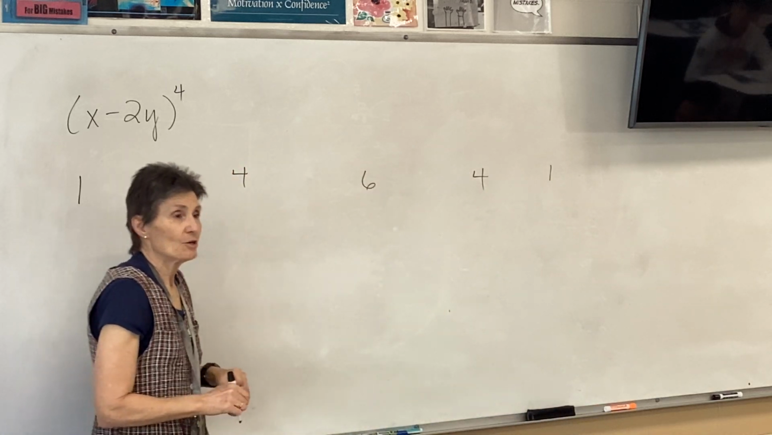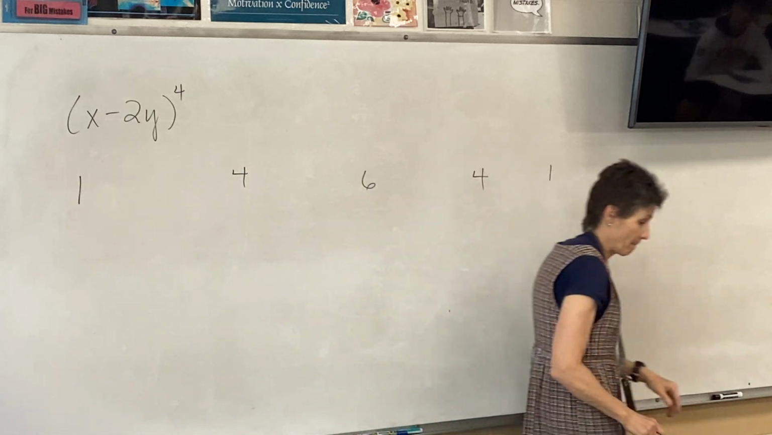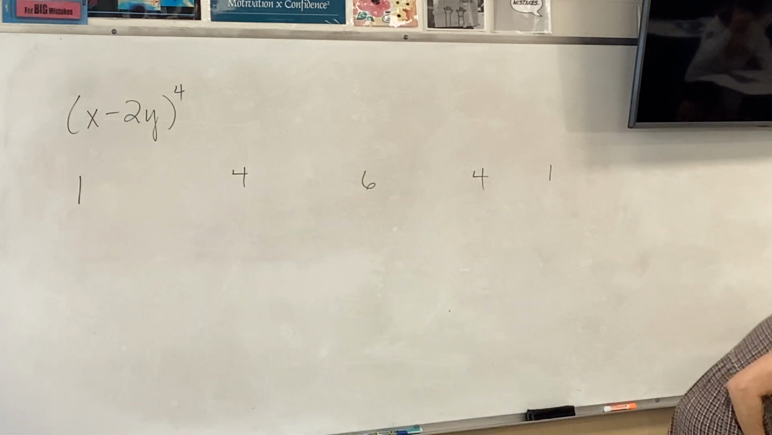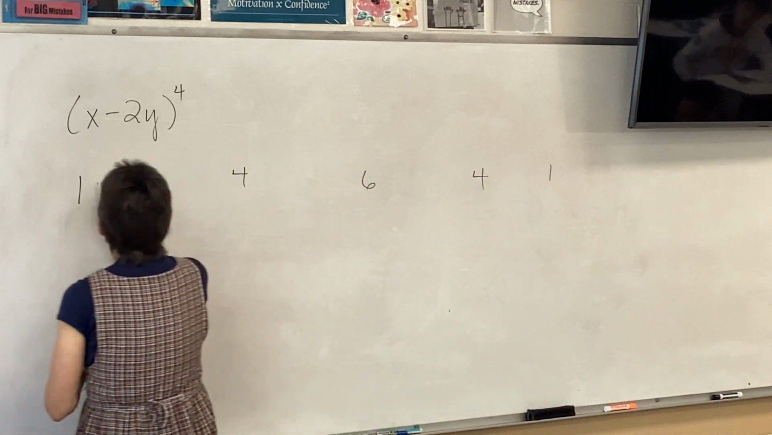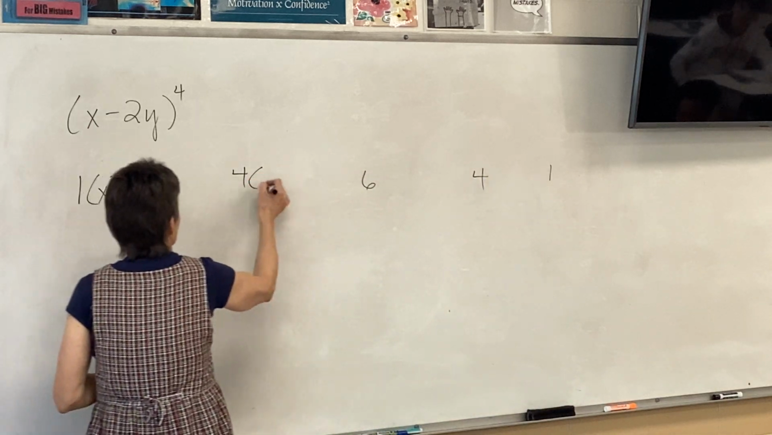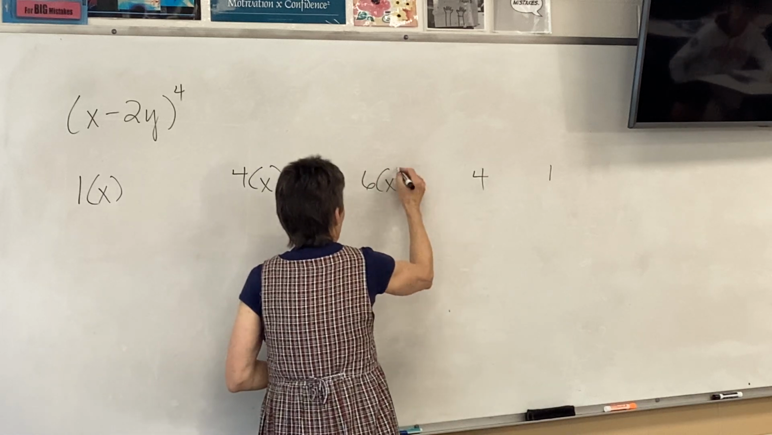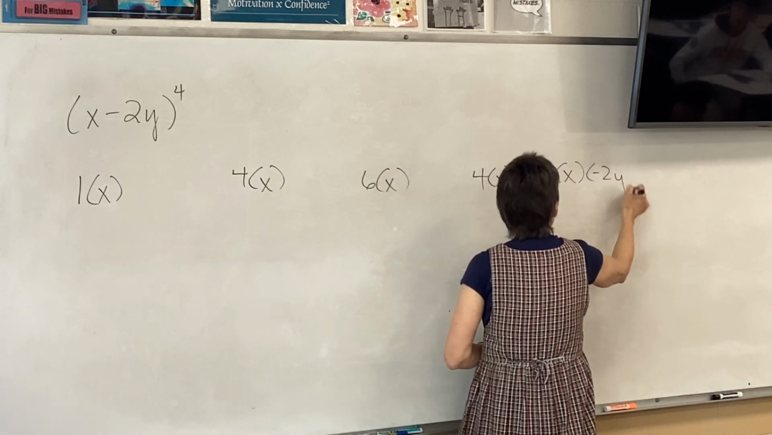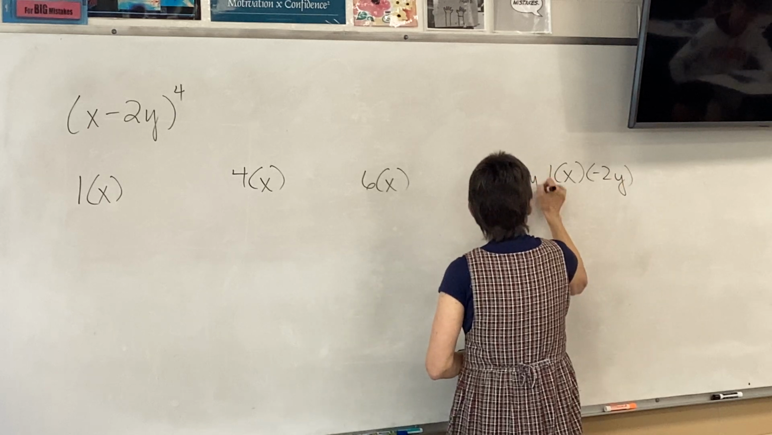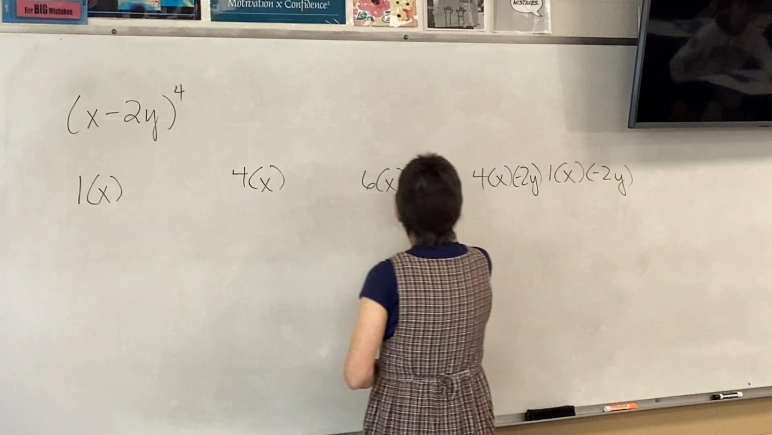All right, and then do you remember what I do? Put the x to the 4. I write down an x and a negative 2y. Space that out very well.